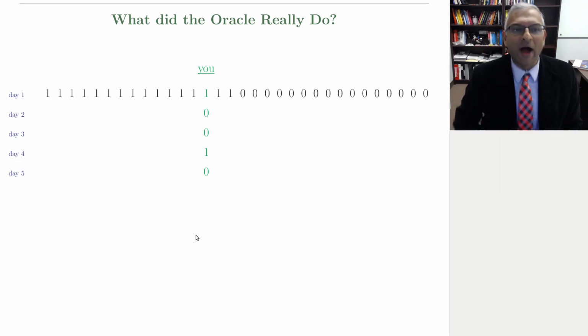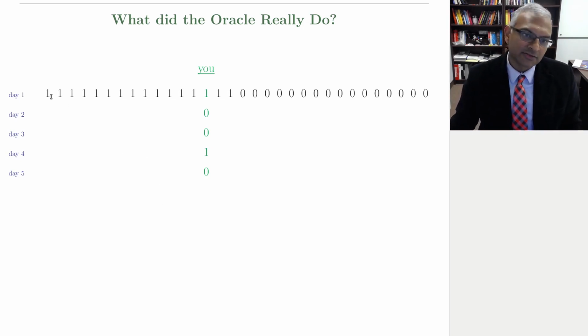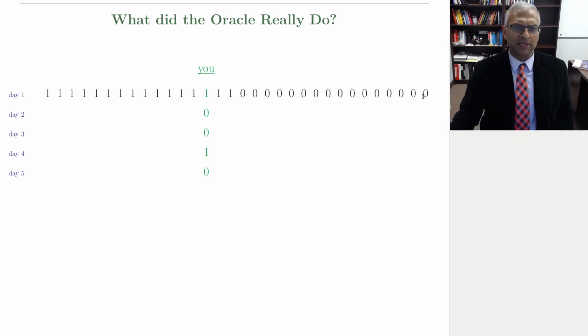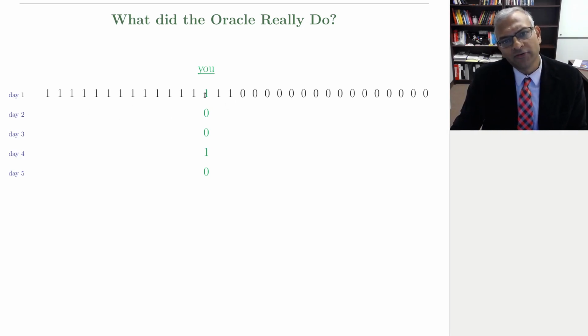On day one, your smart postcard mailer sends 16 people predictions of a home game and sends 16 people predictions of an away game. There's nothing to stop him from doing that. You were one of the 16 people who got the home prediction, and sure enough, you got it right.